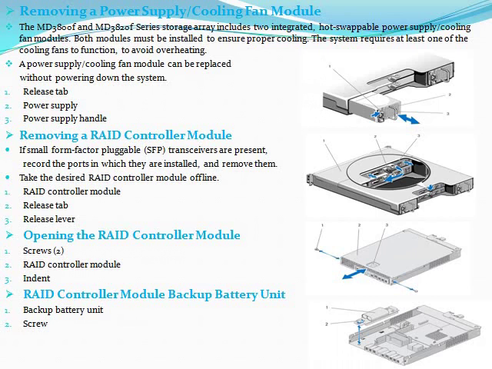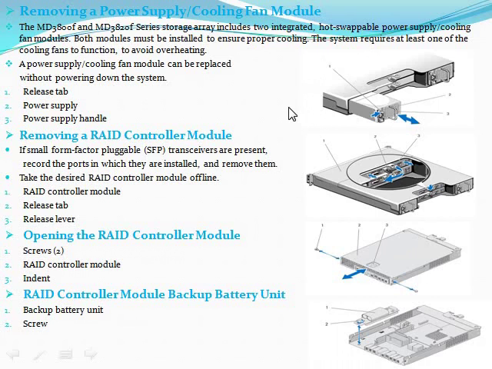Turn off the power supply cooling fan module. Disconnect the power cable from the power source. Remove the strap that secures the power cable and disconnect the power cable from the power supply and cooling fan module. Press the release tab and pull the power supply out of the chassis. Here I marked the release tab and power supply handle.